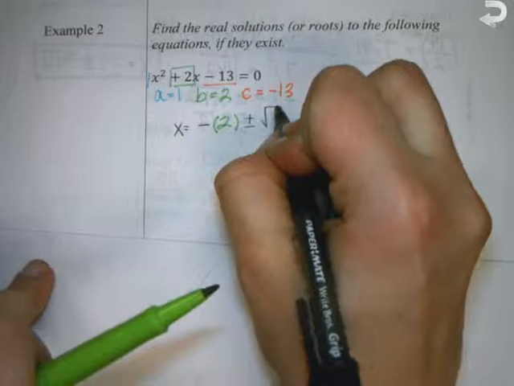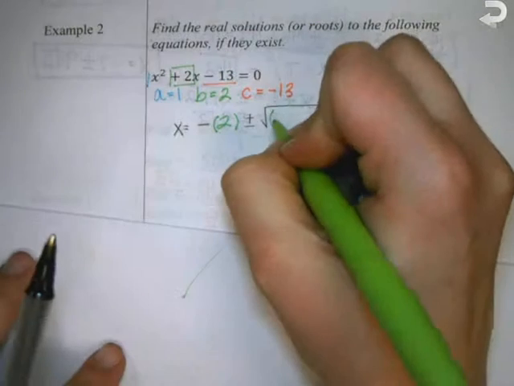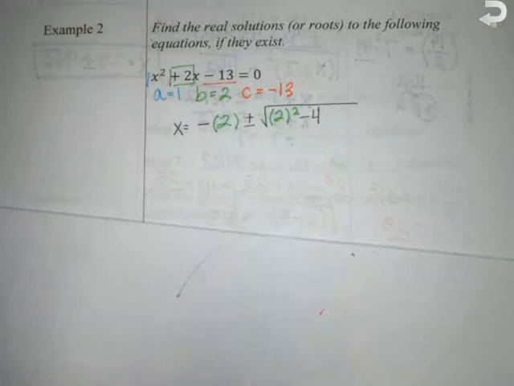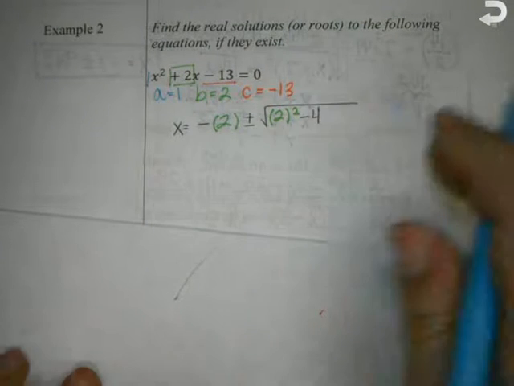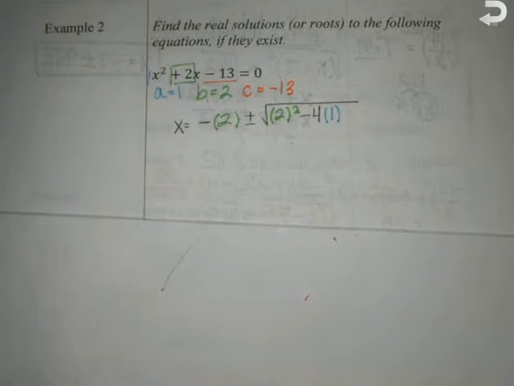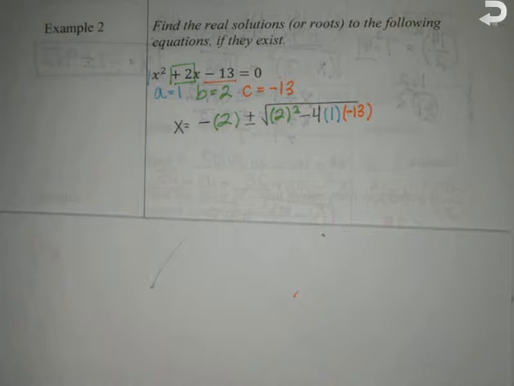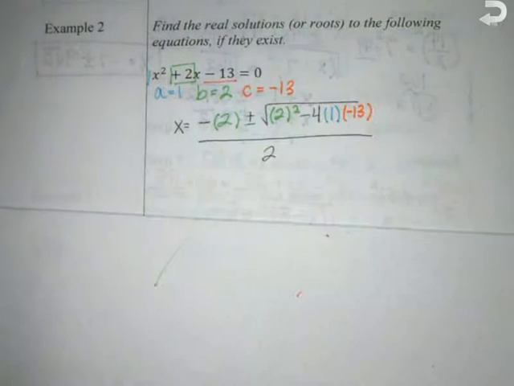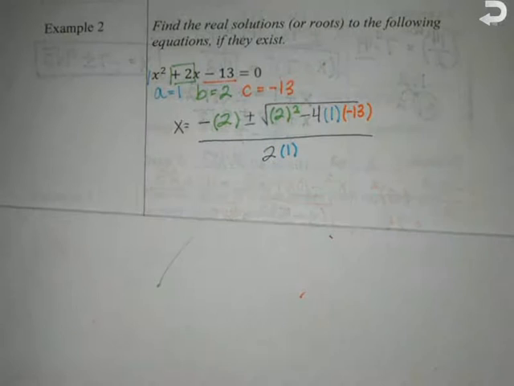B squared is 2, minus 4 times A, which is 1, times C, which is negative 13, all divided by 2A. So 2 times 1. Okay? Are you guys good so far? Yeah. All I did was plug it in.